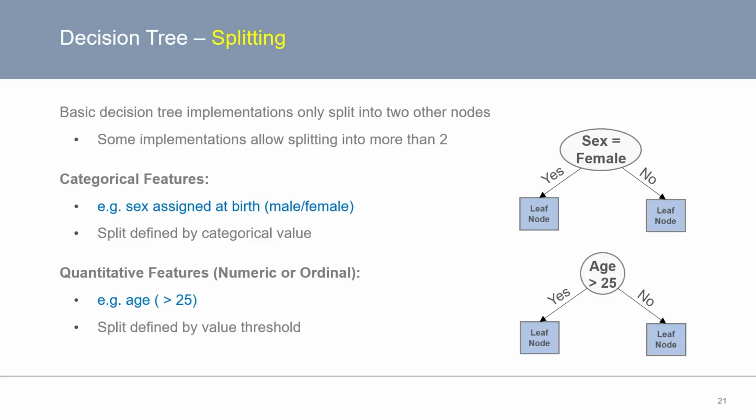For continuous valued features, such as age, we'll define this split with some kind of threshold or cutoff. For example, is age greater than 25? This again gives us the discrete choices of yes or no for proceeding further down the tree.